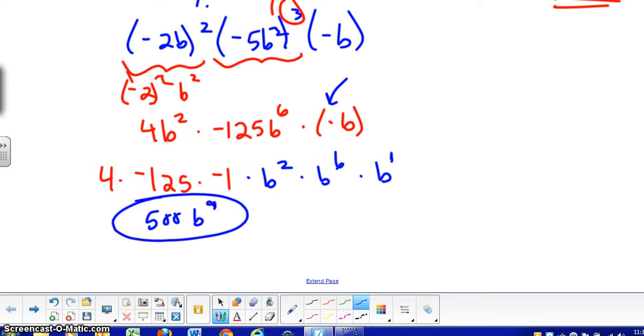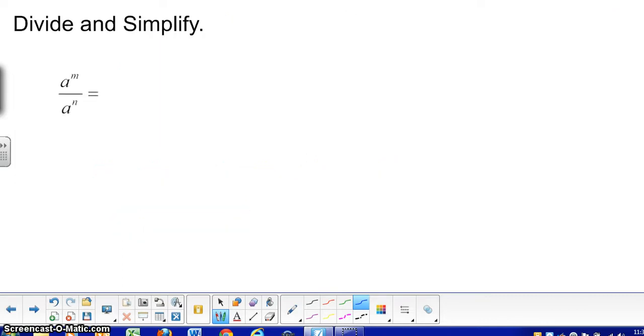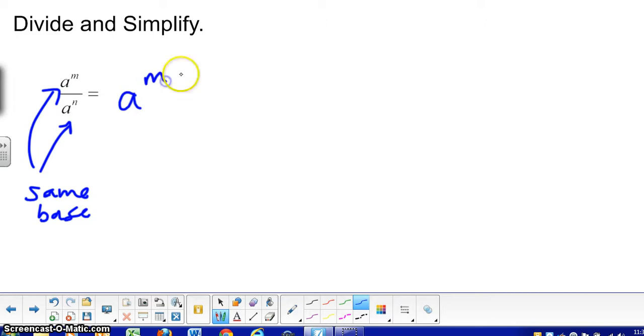Okay, so let's go ahead and do divide and simplify. The main rule you have to remember is when, again, you have the same base. Notice they are both a's. This is the only time that you can use this rule, when you have the same base. Okay, so if that happens, it'd be a to the m minus n. You always subtract the top exponent by the bottom exponent.